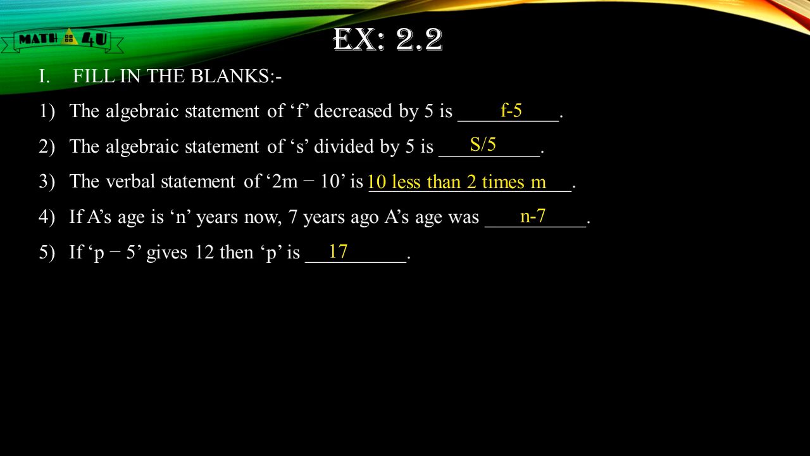Next, if A's age is n years now, 7 years ago, A's age was, so you have to subtract. It is nothing but n minus 7. Next, if p minus 5 gives 12, then what is the value of p? p is nothing but 17. If you put 17 in the place of p, 17 minus 5 gives 12. Therefore, the answer for p is 17.